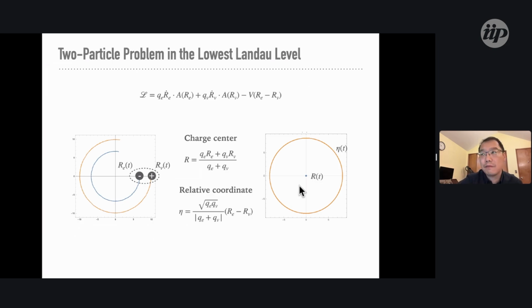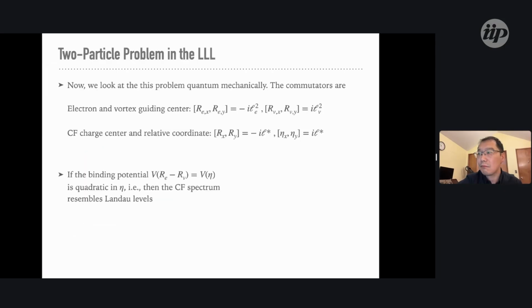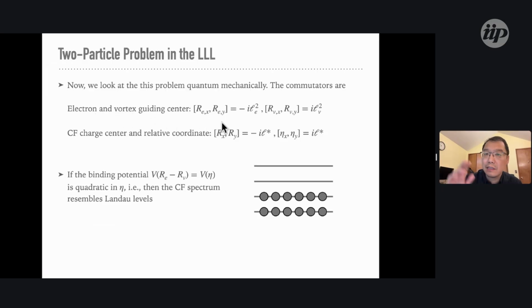So it's not surprising that if I try to solve this problem in quantum mechanics, I begin with a problem described by the electron and the vortex guiding centers, again because I projected into the lowest Landau level. You can also rewrite this problem in terms of the charge center and the relative coordinate of the composite fermion. And if I assume that the binding potential, which of course should be a function of the relative coordinate eta, is quadratic in eta, then this will just give you a Landau level-like spectrum. In this way, I return to Jain's composite fermion exactly. But again, this is really a two-particle problem, right?